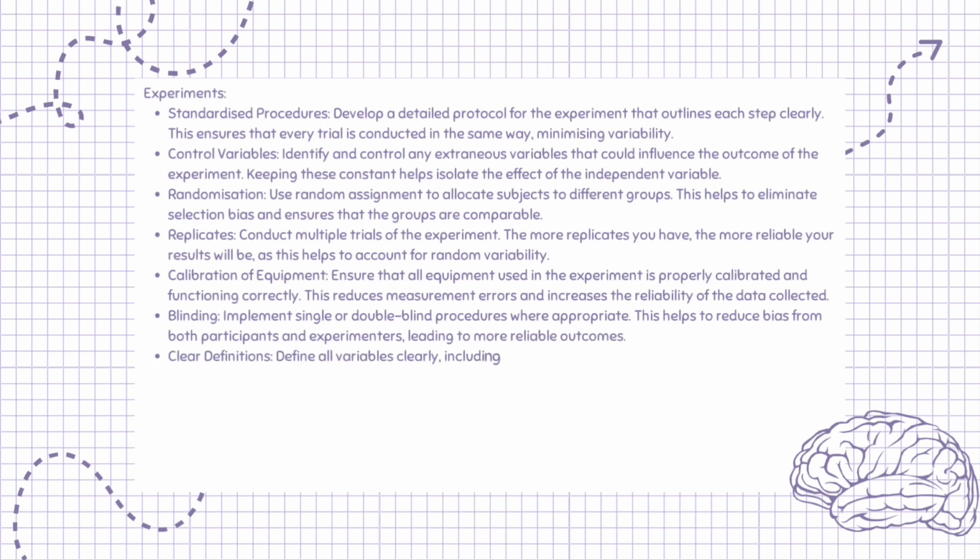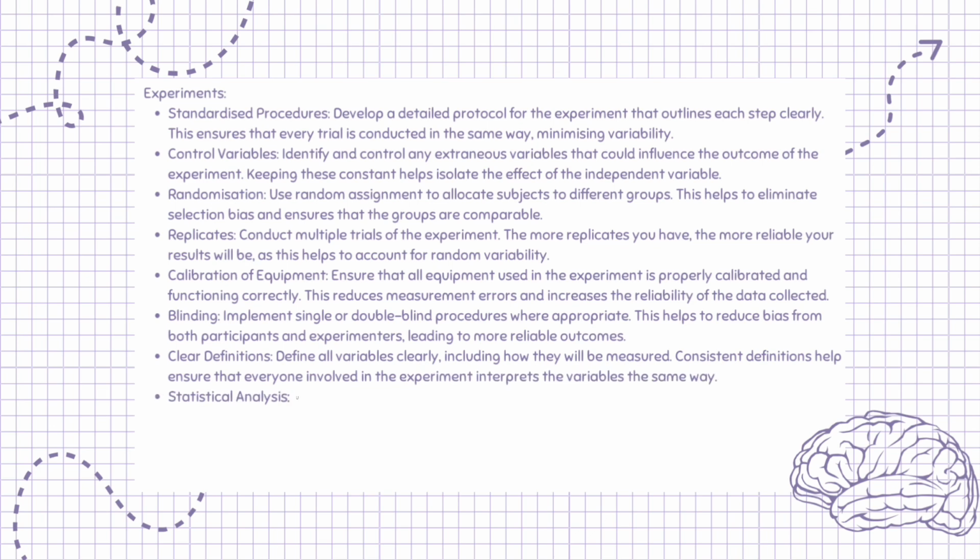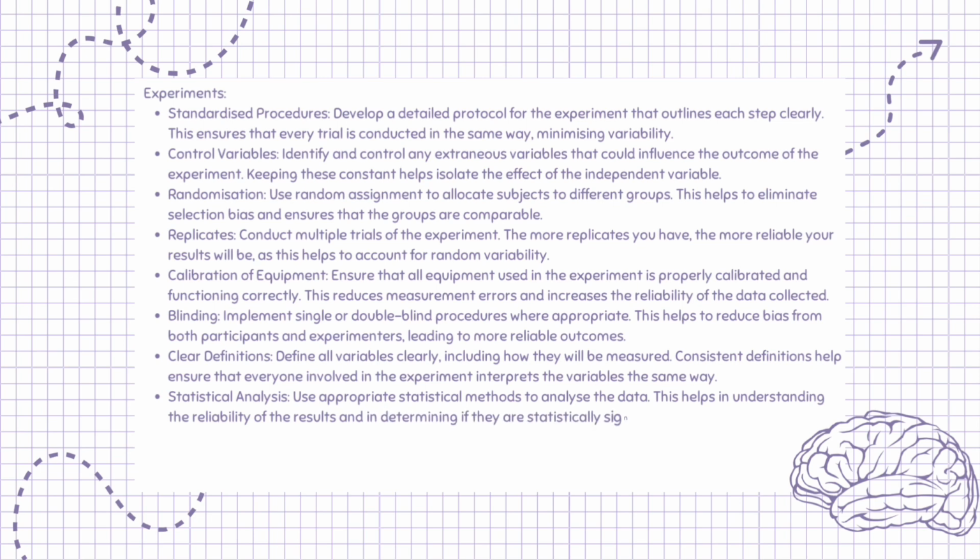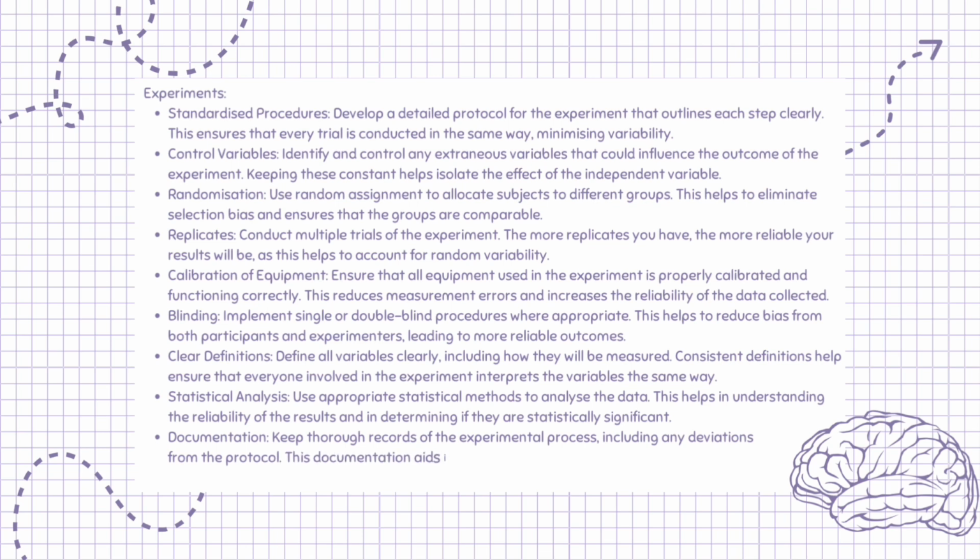Clear definitions. Define all variables clearly, including how they will be measured. Consistent definitions help ensure that everyone involved in the experiment interprets the variables the same way. Statistical analysis. Use appropriate statistical methods to analyze the data. This helps in understanding the reliability of the results and in determining if they are statistically significant. Documentation. Keep thorough records of the experimental process, including any deviations from the protocol. This documentation aids in understanding any factors that might have impacted the results.